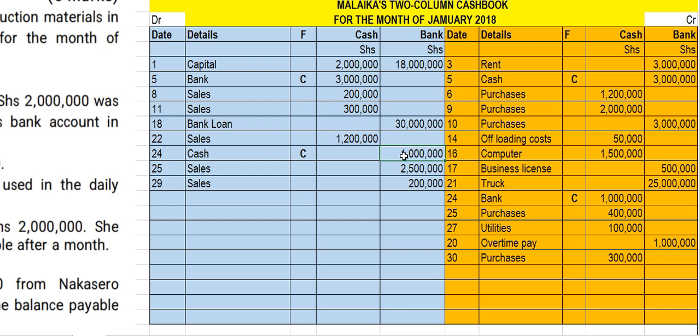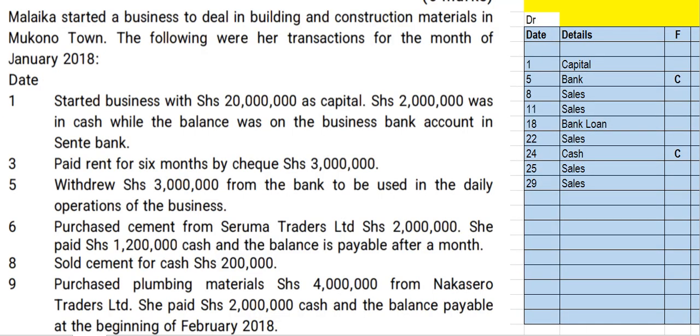Sometimes you find someone has cash in the details, but the amount has been put in the cash column. No, that would be wrong. If the details have bank, then the money should be in the cash column. So always note the details as you're entering. They should be matching, but it should be the opposite.